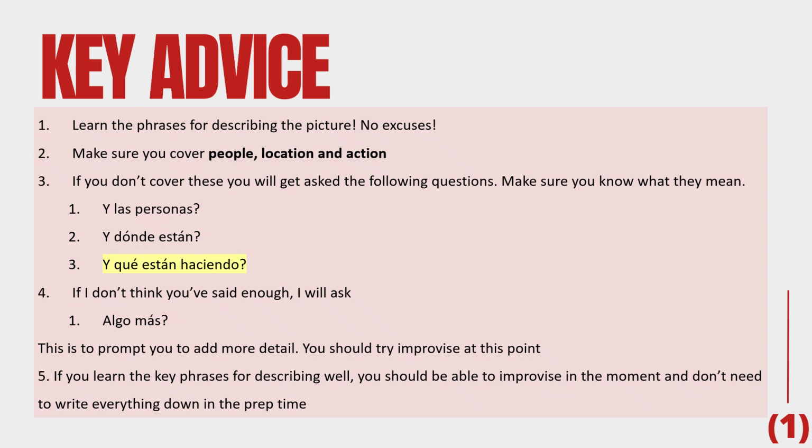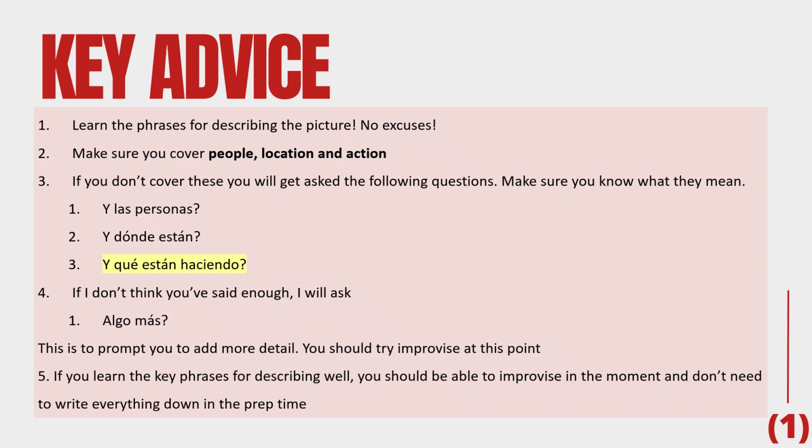So if you didn't cover people, your teacher could ask you, ¿y las personas? Literally, what about the people? And that is your prompt to be like, las personas son amigos, tienen el pelo negro, etc. ¿Y dónde están? Where are they? And that would trigger you to be like, están en el parque. If you really don't know how to answer that, están en España. Chances are nobody can say you're wrong.